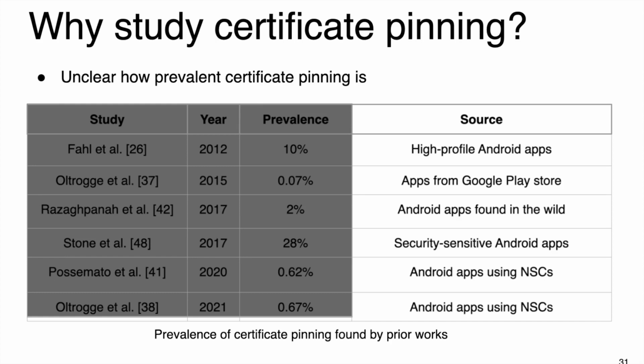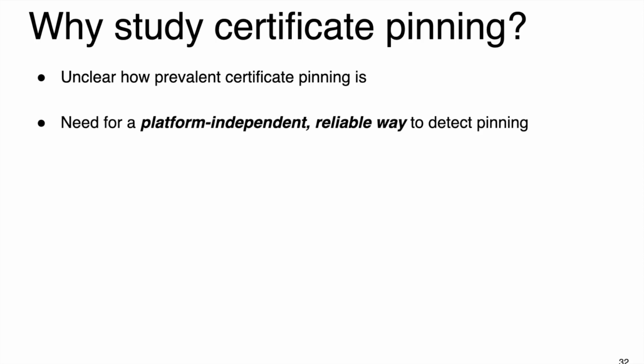By comparing across platforms, we can reveal differences in pinning and their implications for security. Second, based on our survey of prior literature, we realized there is a need for a platform independent, reliable way to detect pinning. Some prior works have used static analysis techniques that do not scale to other platforms, while others have used dynamic analysis techniques where it is unclear how pinning behavior is distinguished from other confounding factors.